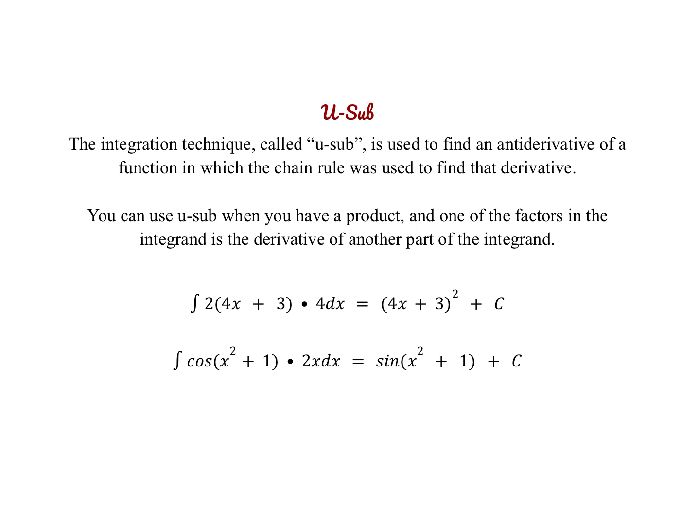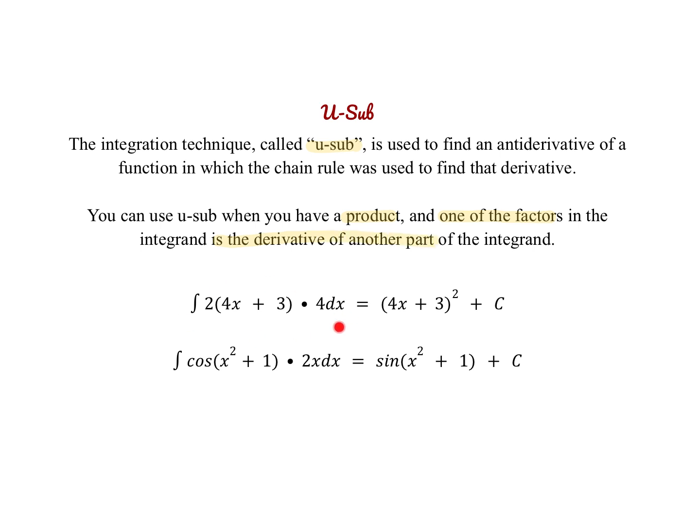So today we're going to learn about a new integration technique called U-sub, or integration by substitution. We substitute with the letter U, so that's why we call it U-sub. So essentially, it helps us find an antiderivative of a function where the chain rule was used to find the derivative. So you can use U-sub at a very specific time. So you use U-sub when you have a product and one of the factors in the integrand, which remember is the inside of your integral, is the derivative of the other factor.